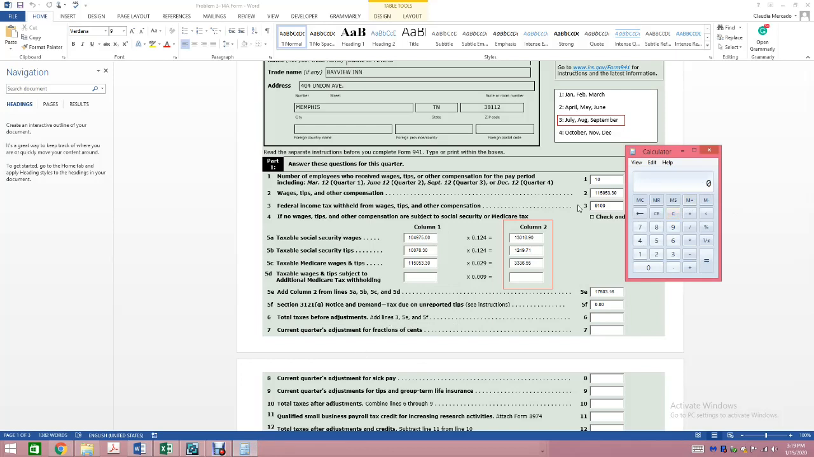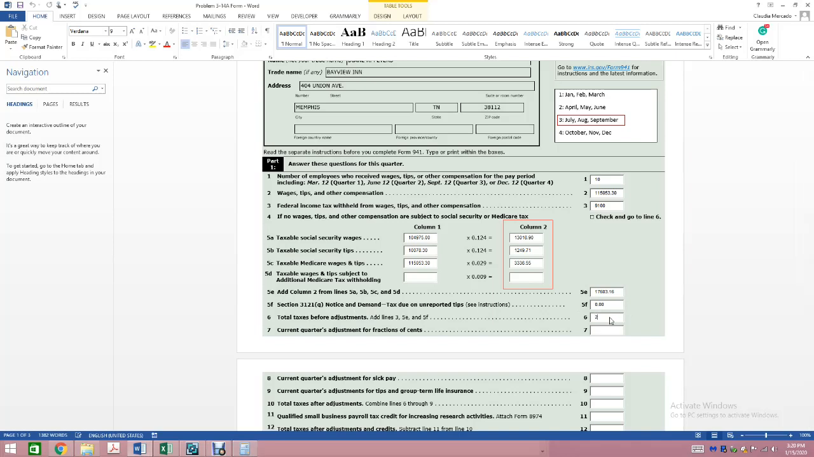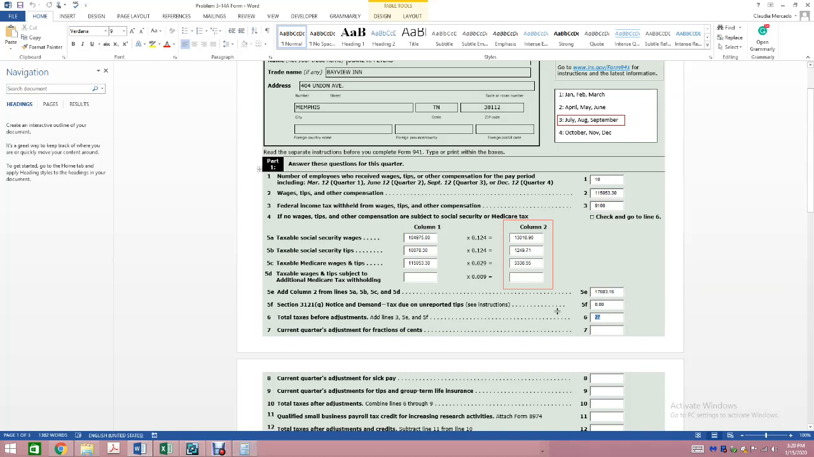So I'm going to add line 3, which is 9,100. I'm going to add line 5E, which is 17,603.16. And then line 5F, which is 0, okay? So my total is 26,703.16.